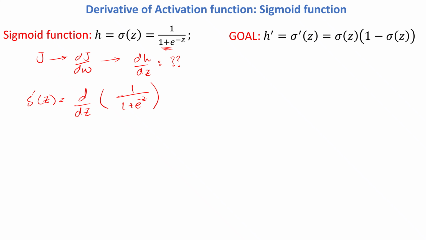One is we directly apply the quotient rule to this: derivative of the first multiplied by the denominator, then negative derivative of the denominator multiplied with the first one. That is easy but a little complicated. So let's follow the second method, which is much easier.